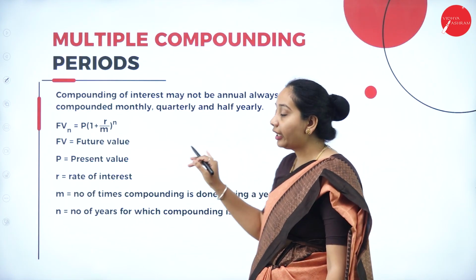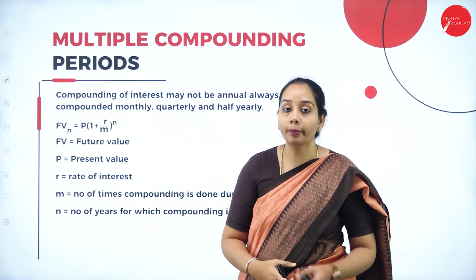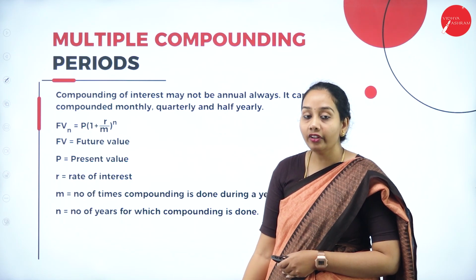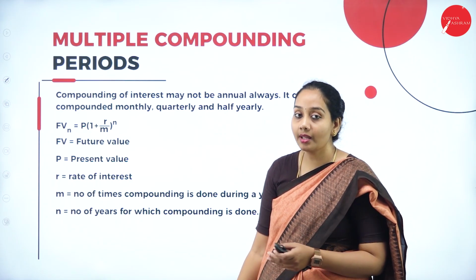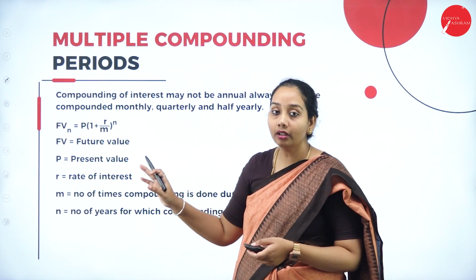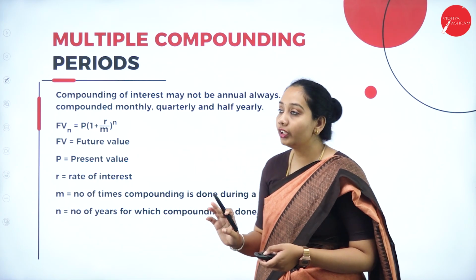So next we are going to calculate about the compounding techniques. Sometimes what happens, the compound interest will not be calculated on an annual basis. It will be calculated semi-annually or quarterly. So for that we are going to calculate the compounding interest. So this is the formula. We'll straight away move on to the question.